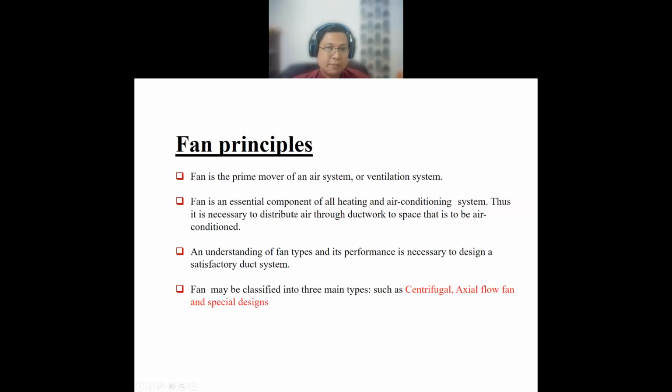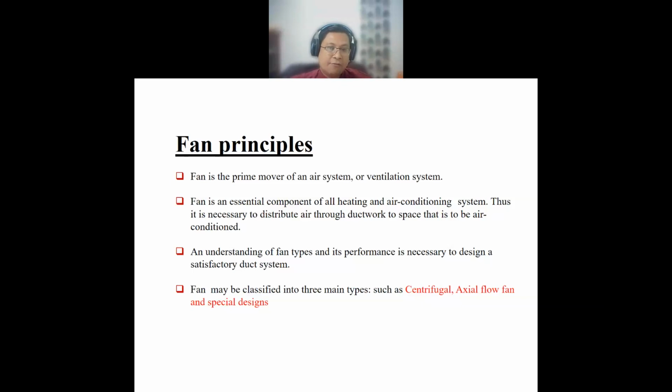Okay. Today we will learn about the fan principle. A fan is a prime mover in an air system or ventilation system, and a fan is an essential component of all heating and air conditioning systems. Thus, it is necessary to distribute air through the ductwork to the space that is to be air conditioned. This part is very important to distribute air to the zone or area. Without a fan, we cannot deliver air in the heating condition or cooling condition.